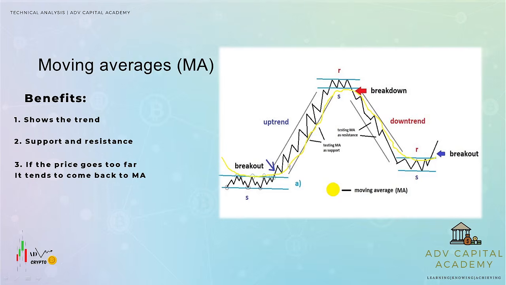If the price goes too far from the moving average, it tends to come back. Why is it important for us? Because in an uptrend, when you're buying, you want to buy as close as possible to the MA, when the price tests the MA as a support. And in a downtrend, you want to sell short as close as possible to the MA, when the price tests the MA as a resistance.